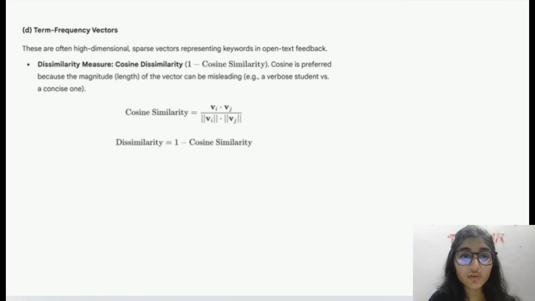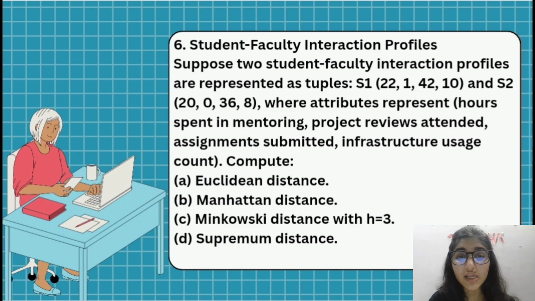Now this was all about the fifth question. Moving on to the sixth question, that is student faculty interaction profiles. Suppose two student faculty interaction profiles are represented as triples S1 and S2, where the attributes represent hours spent in mentoring, project reviews attended, assignments submitted, and infrastructure usage count. We need to compute the Euclidean distance, Manhattan distance, Minkowski distance with h equal to 3, and supremum distance.